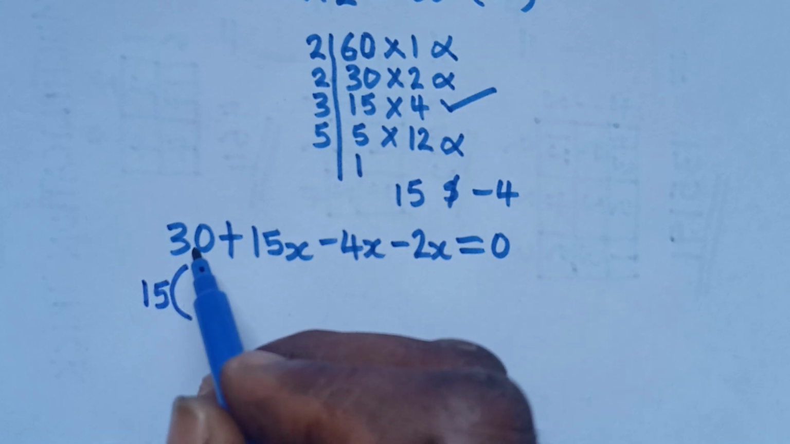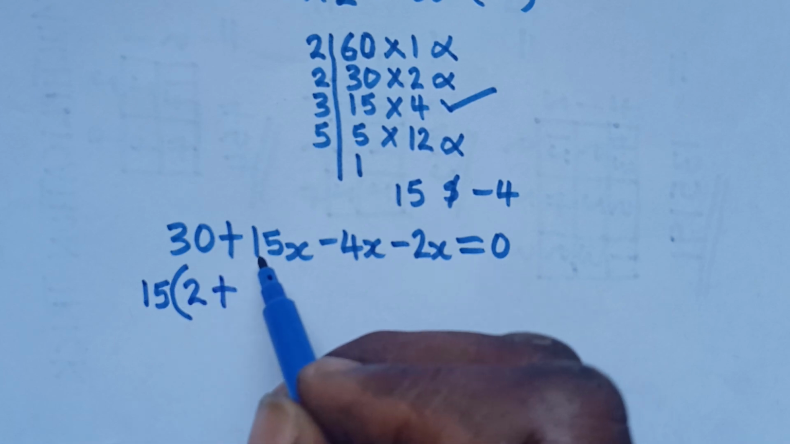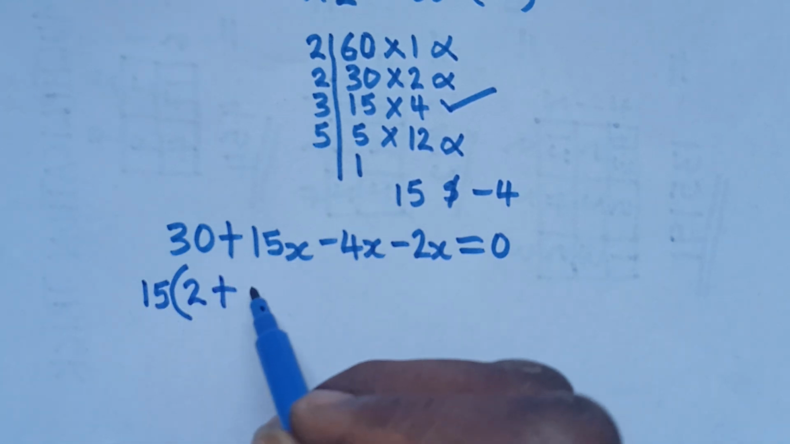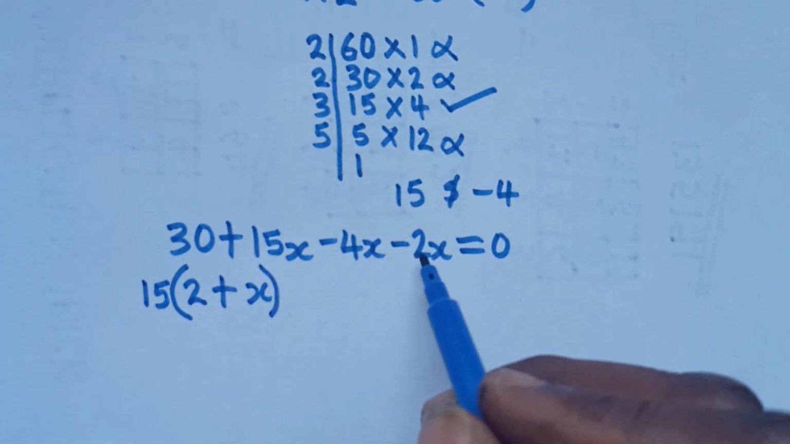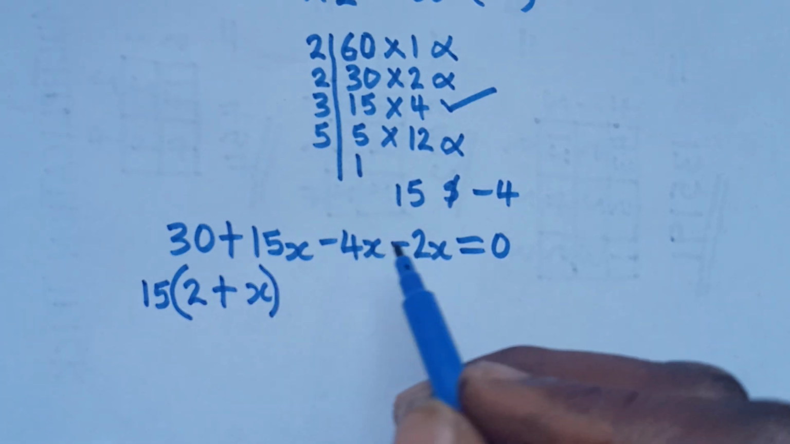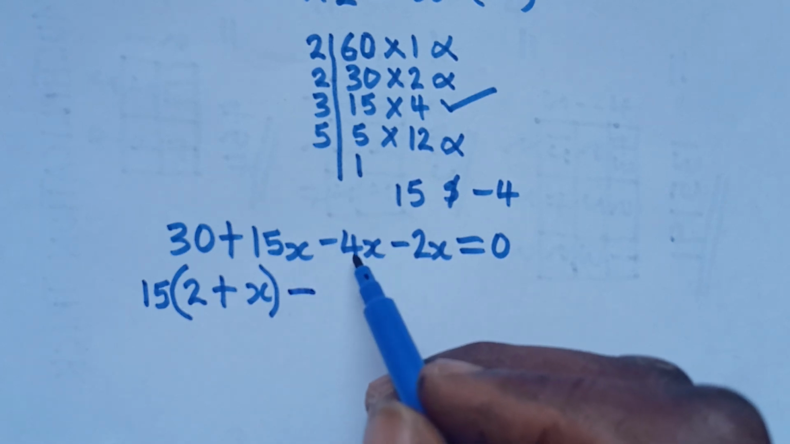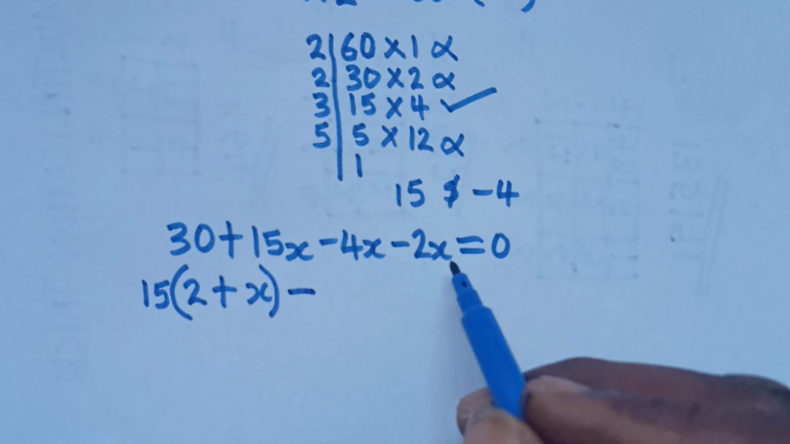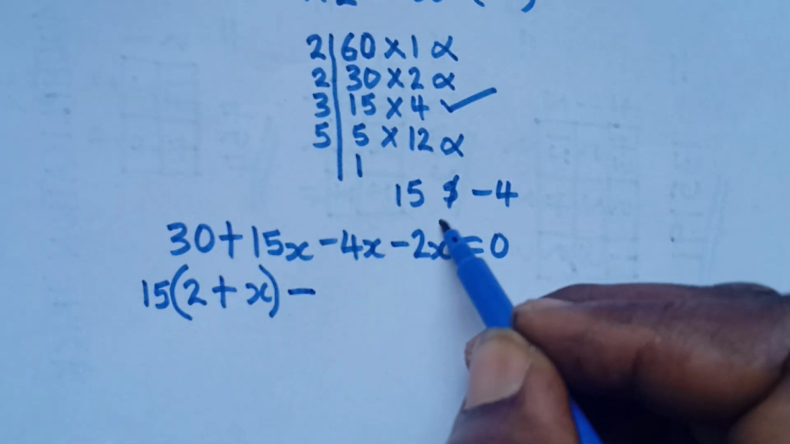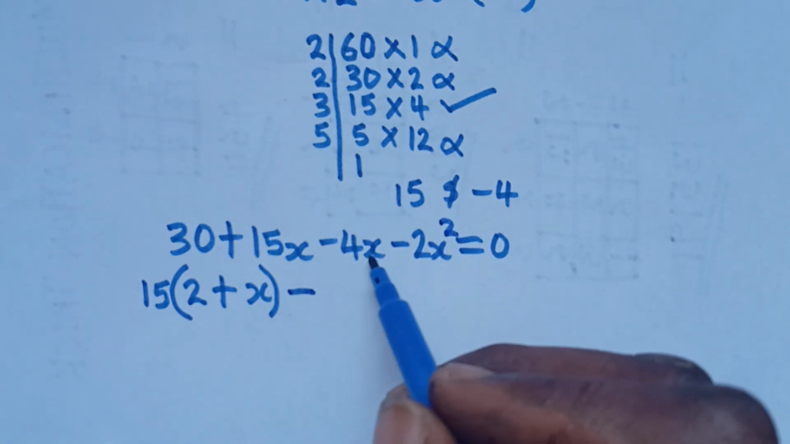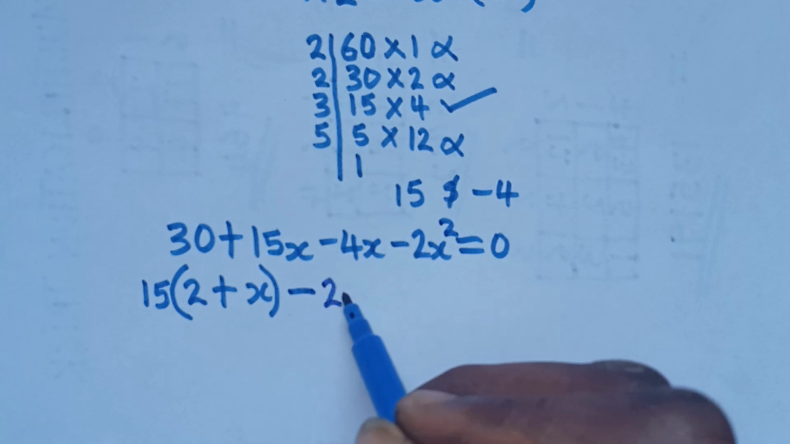I open up bracket. 30 divided by 15 will give me 2. Then plus 15x divided by 15, I'm left with x. Then to factorize these two values here, a simple trick is just to take the negative sign here. And then what is common between 4x and 2x squared? What is common should be 2x. So don't forget, this is 2x squared. So what is common between this 4x and minus 2x squared is the 2x.